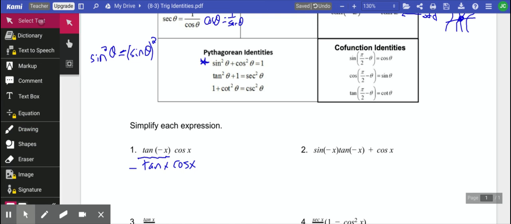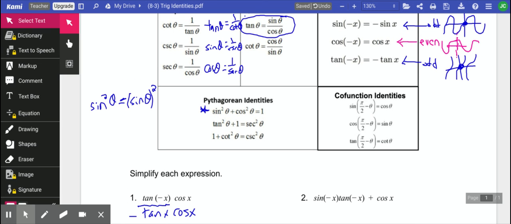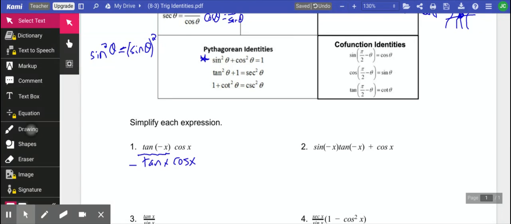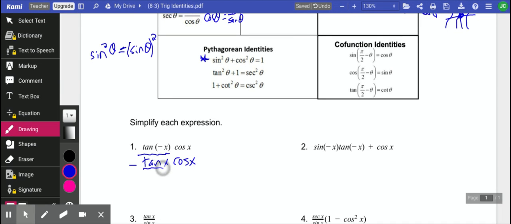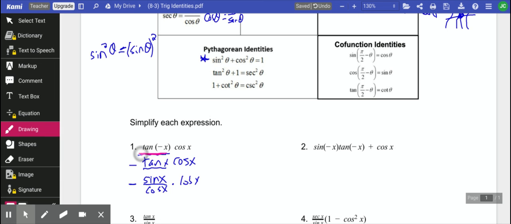And then if we think about tangent over here, the one I circled, tangent is sine over cosine. So now let's change that tangent. We still have that negative. Tangent is sine of x over cosine of x. Maybe I'll underline these in pink. So the first thing we did is we changed that, and then we worked with that.